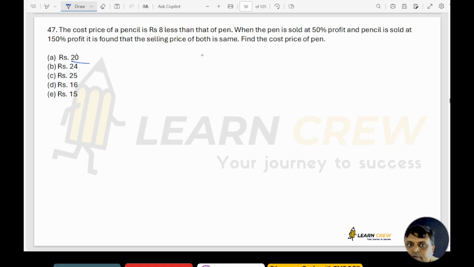The pencil is 12. When the pen is sold at 50% profit, on 20 the 50% profit is 10, so 30. And the pencil is sold at 150% profit. 150% profit means 12 plus 18, 30. These two are equal, satisfying. So option A is correct.